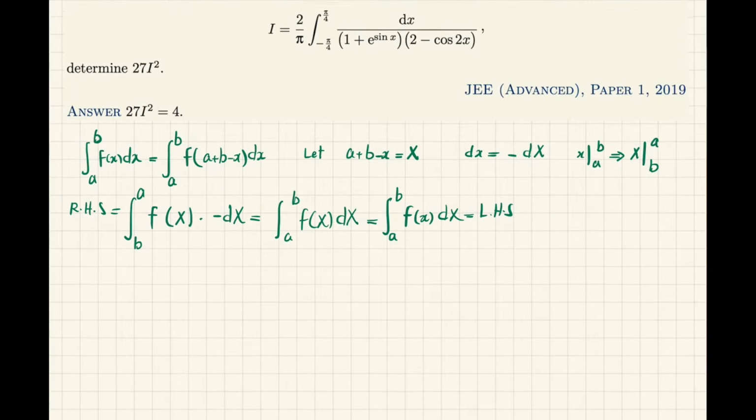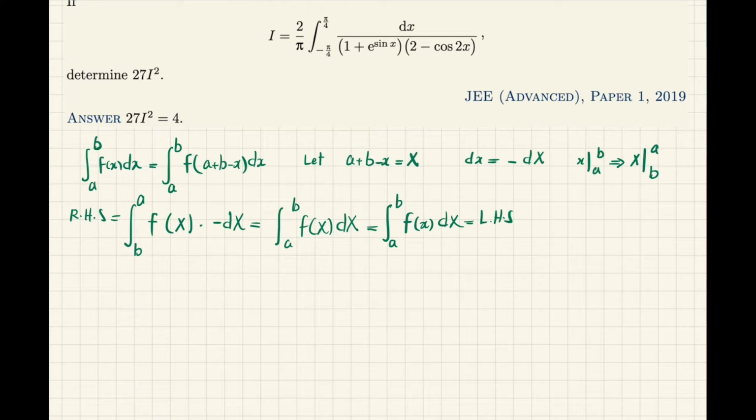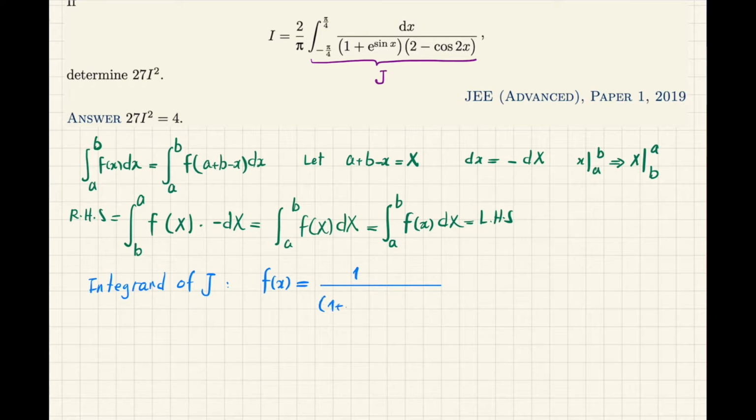Okay, how should I solve this problem? Here I will give this integral itself a new name. Let me call this integral J, and my goal is to calculate J, and then of course I will multiply it by this extra constant. Here the integrand of J, let me call it f of x, and this is equal to 1 over 1 plus e to the power sine x, and then I have 2 minus cosine 2x.